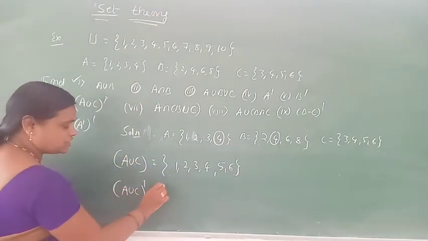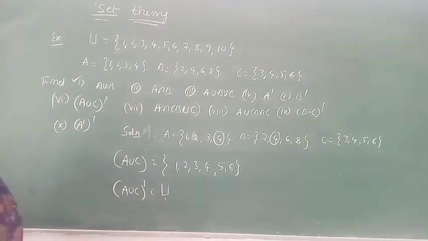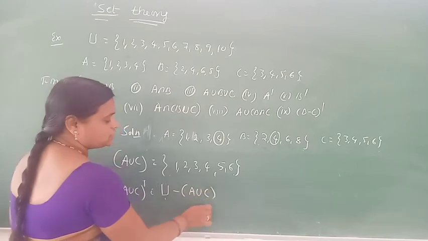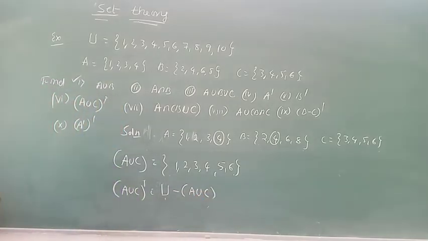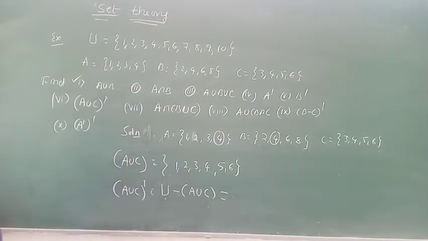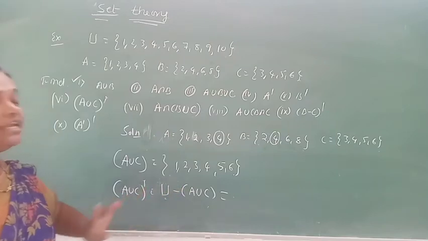Now the dash is what? U minus A union C. Right? U minus A union C means elements present in U but not in A union C.